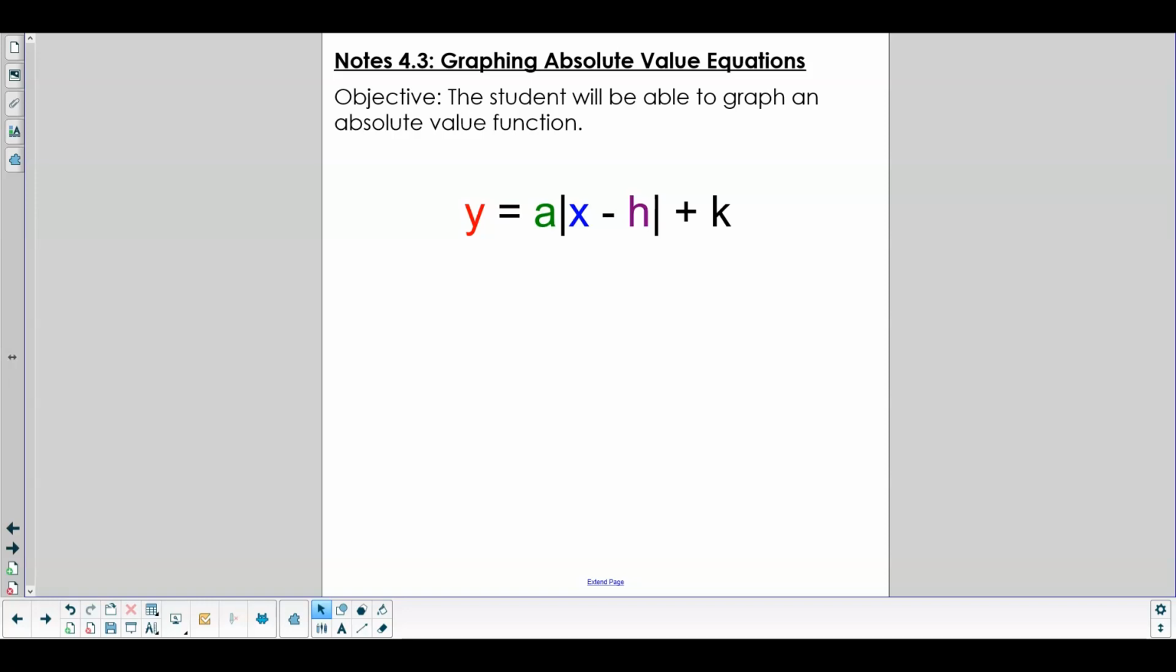Okay, we're going to continue on with the lesson, though. I do have notes for 4.3. This is a continuation of what we did on 4.2. So you're going to be doing graphing with absolute value equations, and we have this same format that we did on the previous notes.